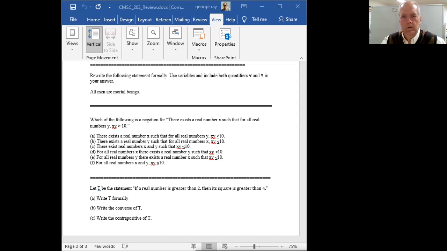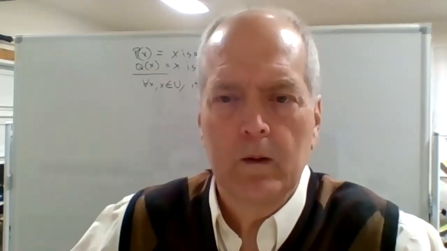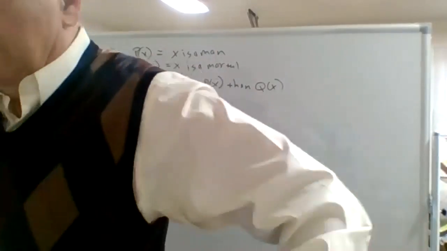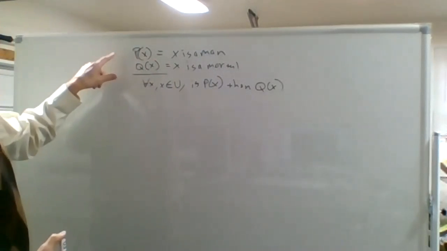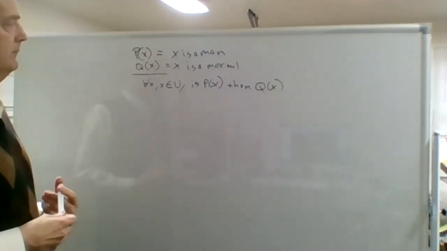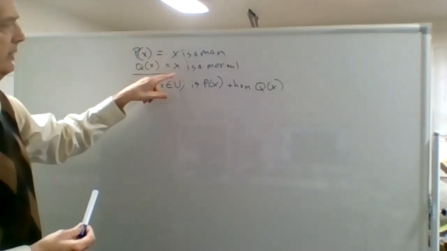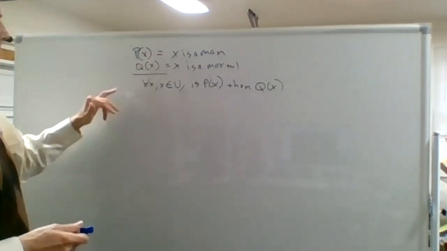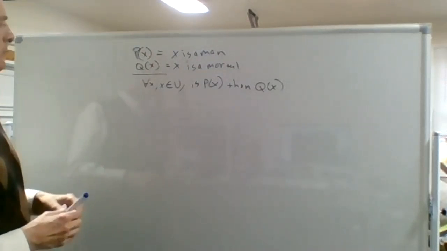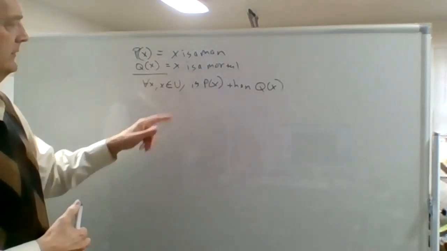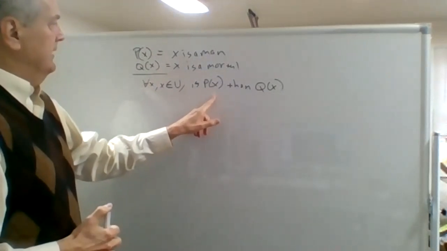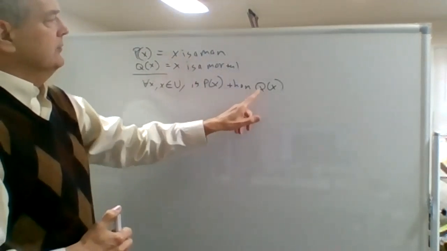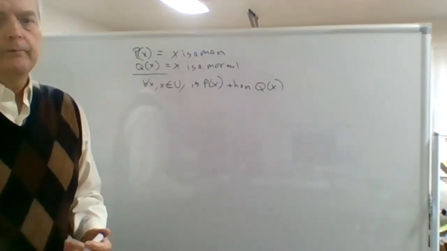Okay, let's take a look at this one. So if we say that P of X is equal to X is a man and Q of X is equal to X is a mortal, then our statement formally could be written for all X, where X is an element of this universe, if P of X, in other words, X is a man, then Q of X is mortal.